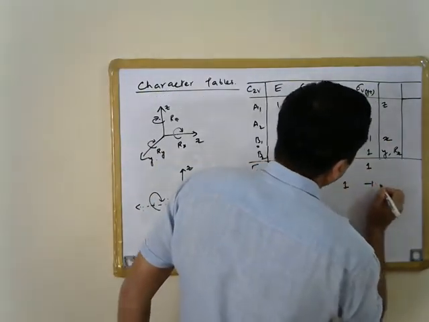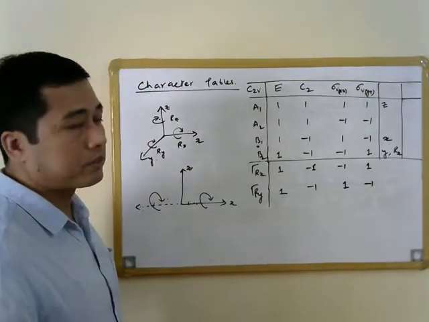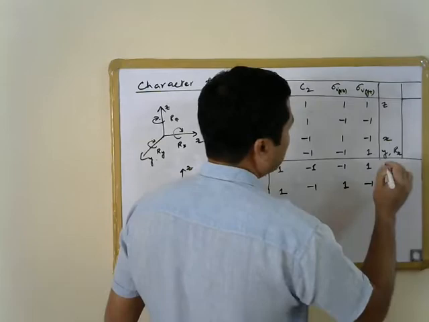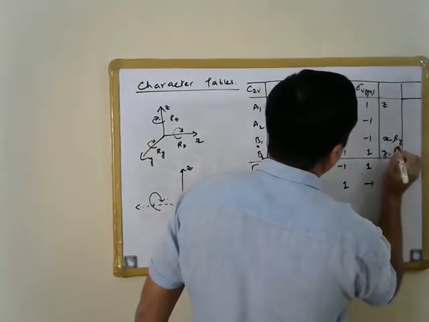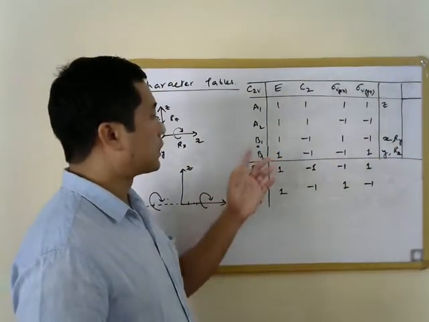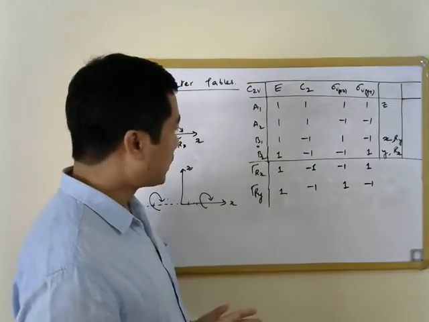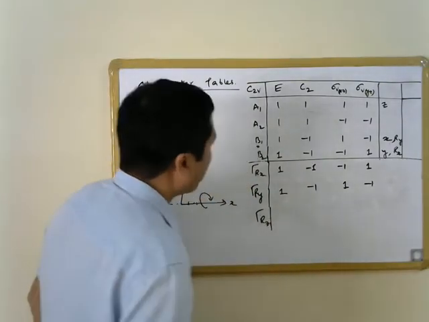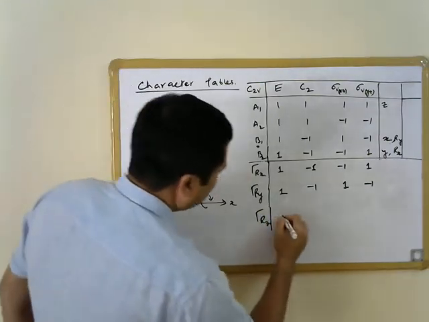And when we do reflection with respect to sigma v yz, it is going to change direction, and that is why it is going to be -1. So this is what Ry is: it transforms as the B1 irreducible representation. And if we have gamma Rz, what we will find is +1.